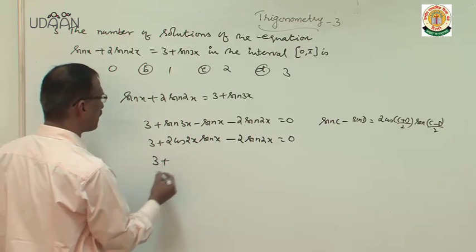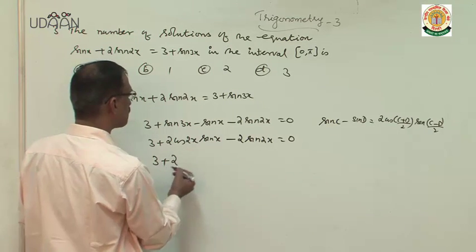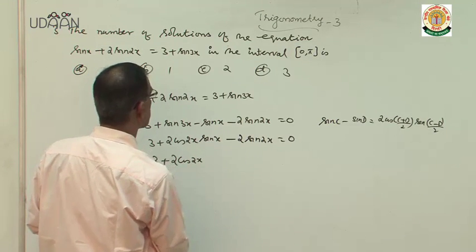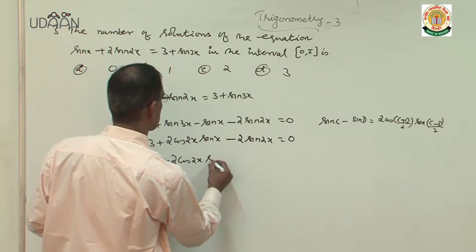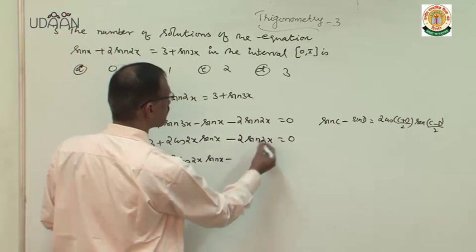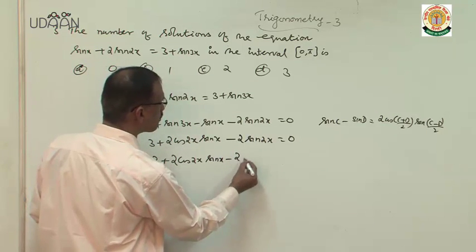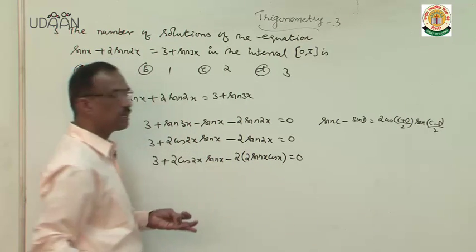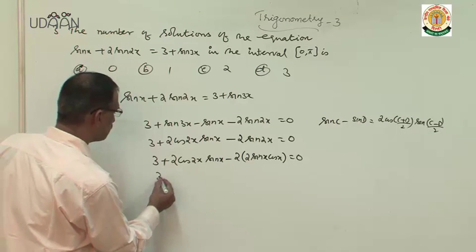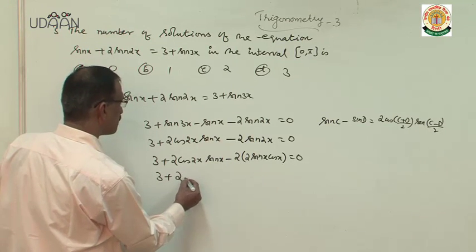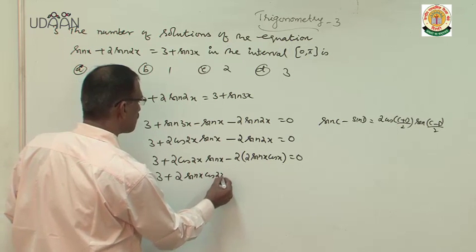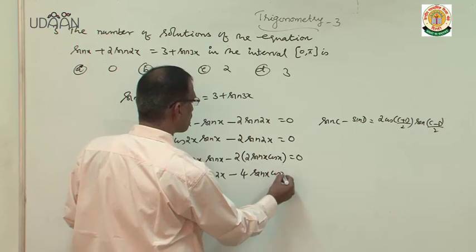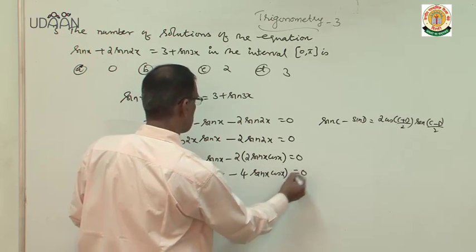From these, 3 plus 2 cos 2x into sin x minus 2 sin 2x. You can open it up: 2 into 2 sin x cos x equals 0. So, 3 plus 2 sin x cos 2x minus 4 sin x cos x equals 0.